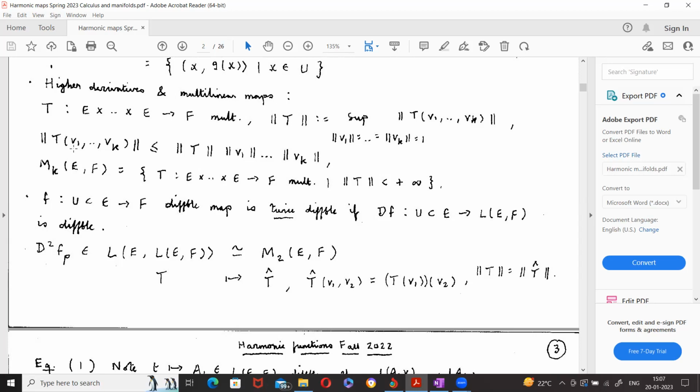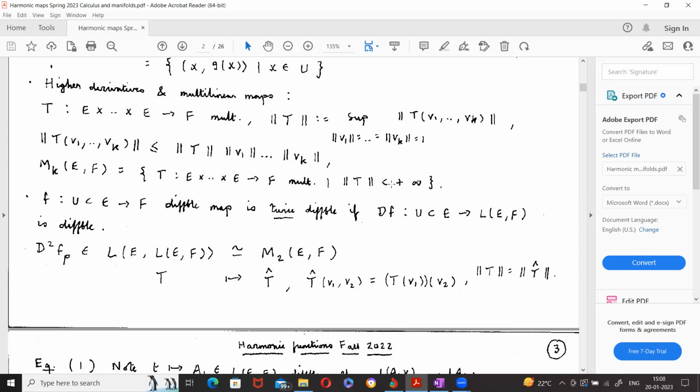And we have a similar inequality for the norm of a multilinear map. The norm of T(v1, ..., vk) for any vectors v1 to vk is less than or equal to norm T times norm v1 up to norm vk. So then we define this space of bounded multilinear maps, M^k(E, F). This is the space of multilinear maps T from E cross ... cross E to F whose norm is finite. So if E and F are Banach spaces, this will also be a Banach space.